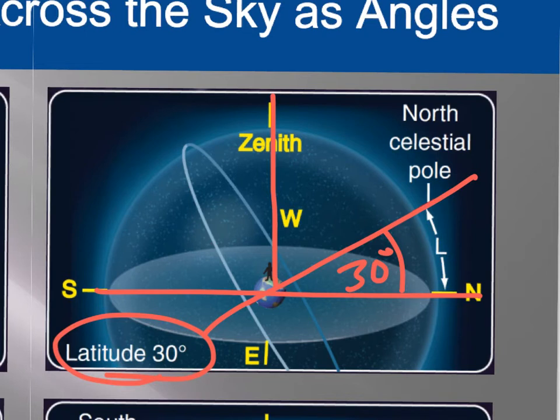So here we can see that perfect intersection between the north-south axis and the celestial equator. And here we can see our horizon. We have our north directly under the pole star, which would mean south is here, east is here, west is there.